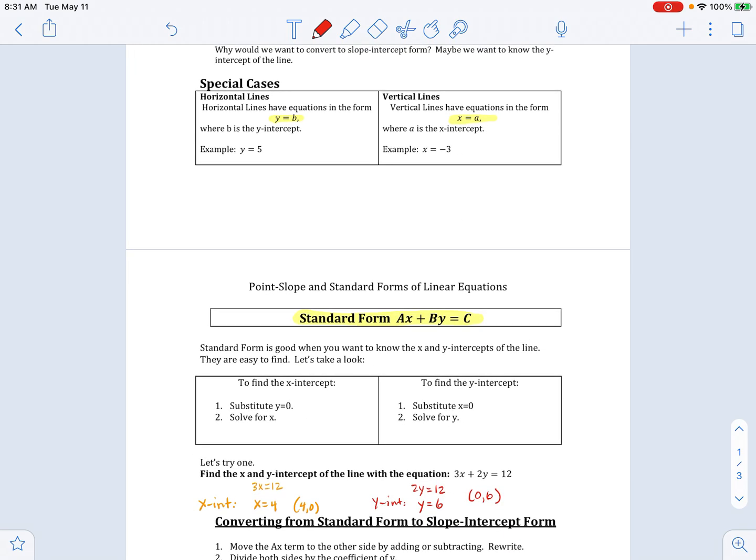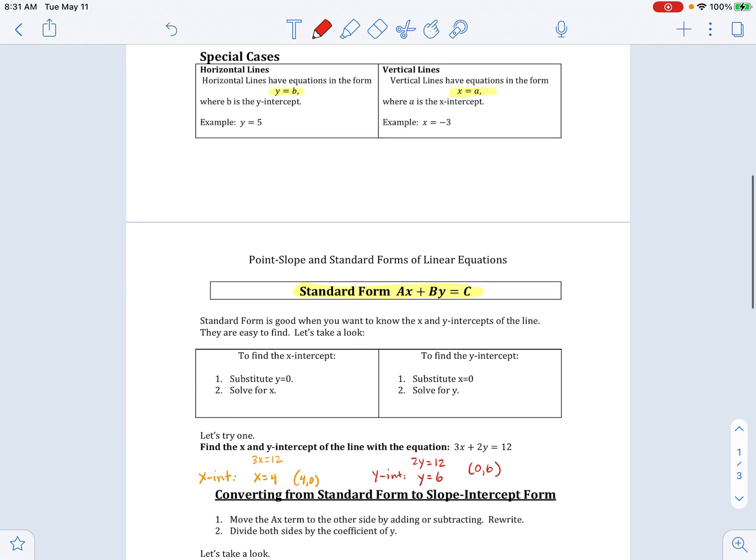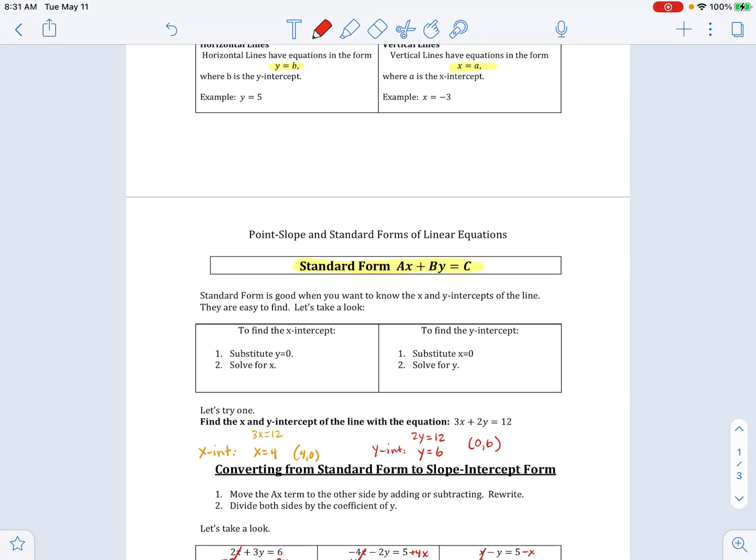We didn't do a lot of writing in standard form, but that's because we don't really write a lot in standard form. But standard form will come in handy in our next unit on systems of equations, so it is important that we understand the basics of what it actually looks like.